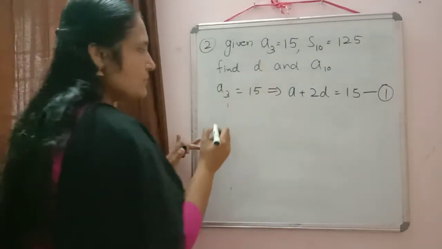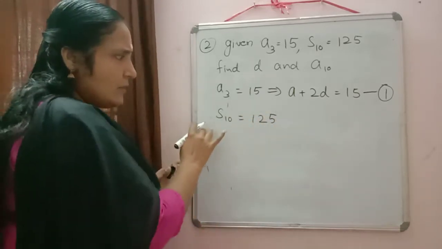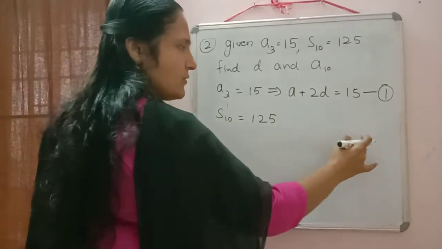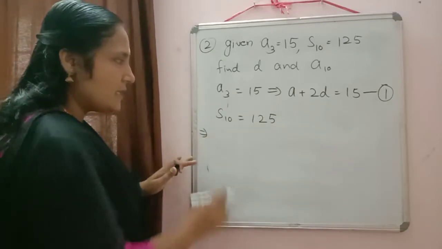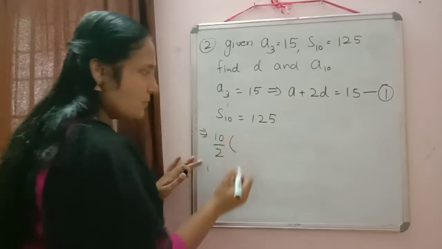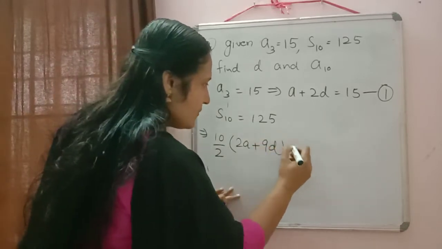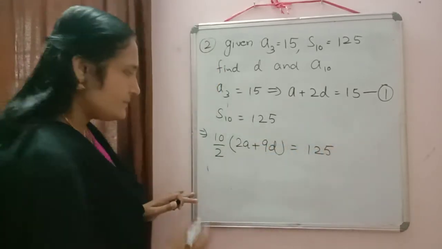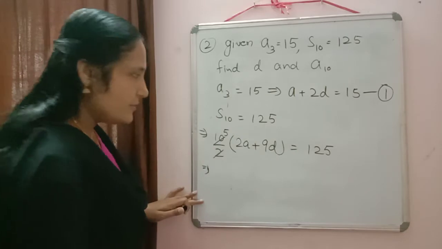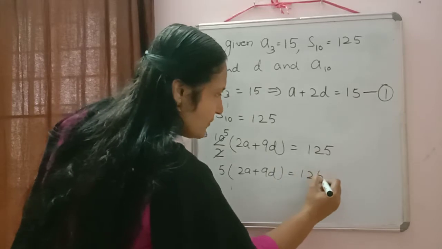Now the next information which was given, that is S10 is equal to 125. Now again, don't write the formula of S10 separately. On the left hand side, formula equal to 125. Don't break the continuity there. S10 is equal to 125. Formula for S10: 10 by 2 into 2A plus 10 minus 1, that is 9D, is equal to 125. 10 and 2 we can cancel here, so it will be 5. So we are getting 5 into 2A plus 9D is equal to 125.